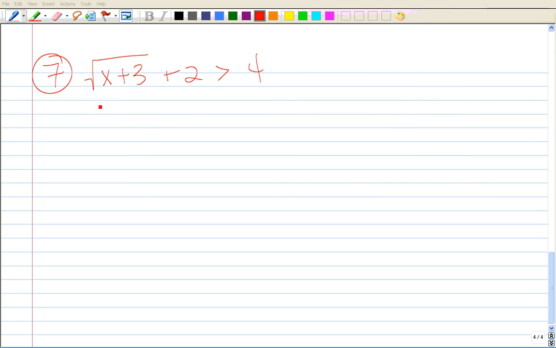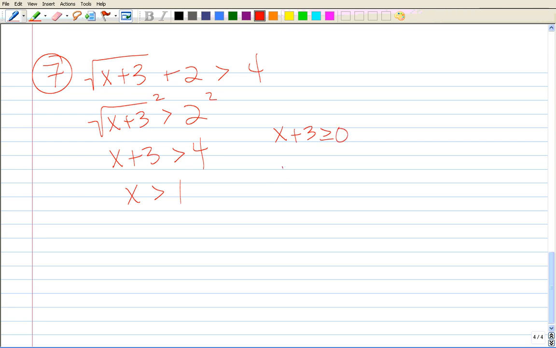Okay, number 7, the square root of x plus 3, plus 2, is greater than 4. I'm going to start out by subtracting 2, so we have the square root of x plus 3 is greater than 2. I'm going to square both sides, so I get x plus 3 is greater than 4. And then I'll subtract the 3, so I get x is greater than 1. But here I have the square root of x plus 3, so I need to make sure that x plus 3 is not negative, so that we're not taking the square root of a negative number. So x plus 3 must be greater than or equal to 0. So x must be greater than or equal to negative 3.